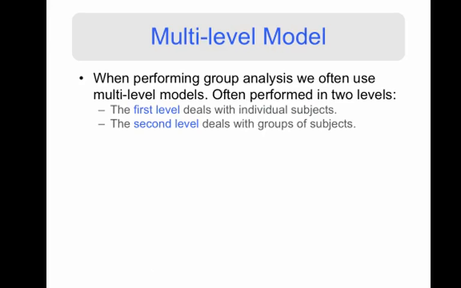Let's start by talking about the model in the context of group level analysis. So when performing group analysis, we often use what's called a multi-level model. Most often this is performed in two different levels. In the first level, we deal with individual subjects. And in the second level, we deal with the groups of subjects.